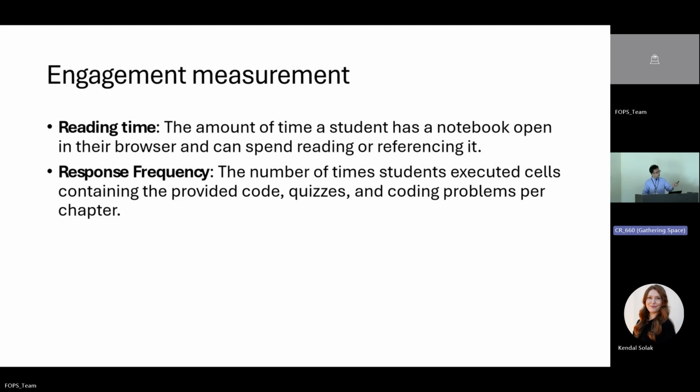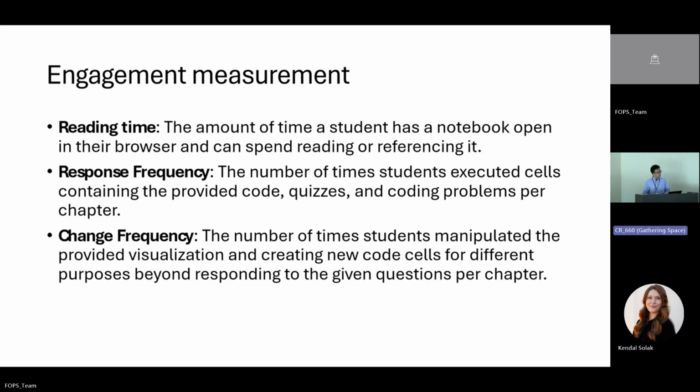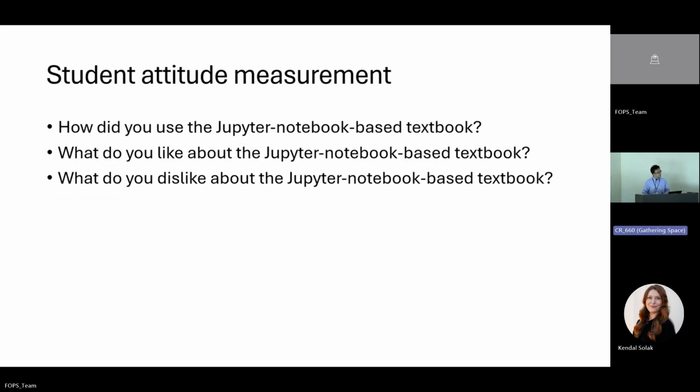The last level beyond the response frequency is about changing. Basically, it tracks the number of times students manipulate the given code snippet. Like if they change something and run it again, it's something that we can keep track of. So we tracked all these 3 things. We tried to figure out what actually predicts learning, what kind of interaction is the most important. And we also asked a bunch of open-ended questions to understand their attitude towards such a thing.